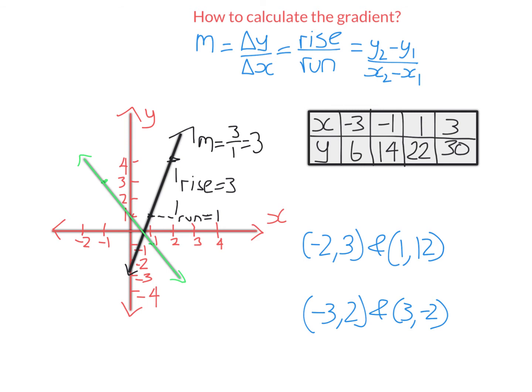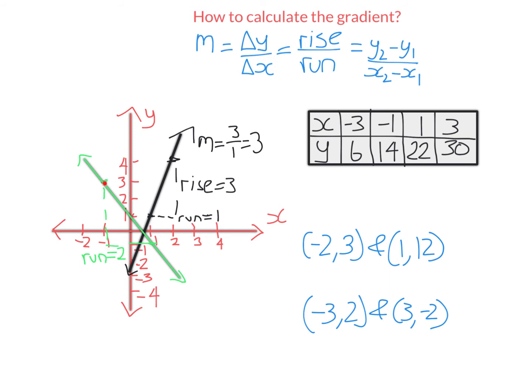Let's now calculate the gradient of the green line. Once again, I need 2 clearly visible points. I'm going to pick this one here because I can see the coordinates, (1, -1). I can see them really easily. And I'm going to pick this point here, the coordinates (-1, 3), because I can see that really easily. So you always start at the point on the left and go to the one on the right. To get from this point to this point, I've gone across 1, 2. So the run is 2 because I've gone 2 to the right.